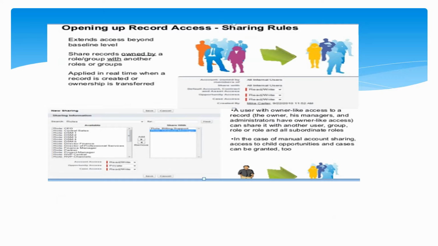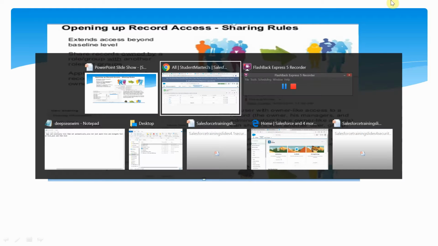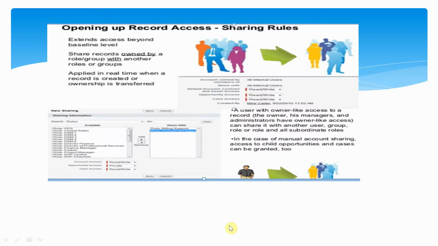So pause the video here, practice this for student master, and do the same with the case object. Case is a standard object. What I want you to practice is, once you do this, make case private, create some cases as system admin, and then share it with Bob Smith using sharing rules. Make it private. Initially you should not be able to see the cases. Please practice this so that we can complete this module. So this is how record level sharing works.